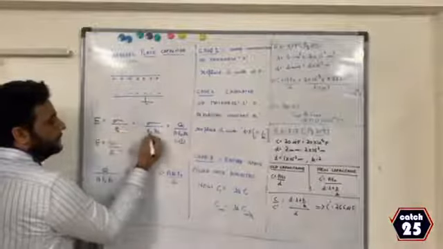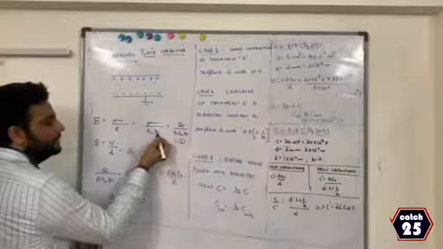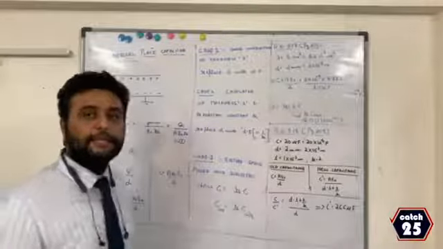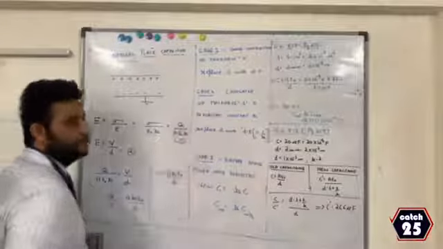Epsilon is nothing but epsilon naught into K. It means permittivity is the permittivity of free space into the dielectric constant. And everyone knows the formula for sigma. Sigma is surface charge density. Surface charge density is Q by A.